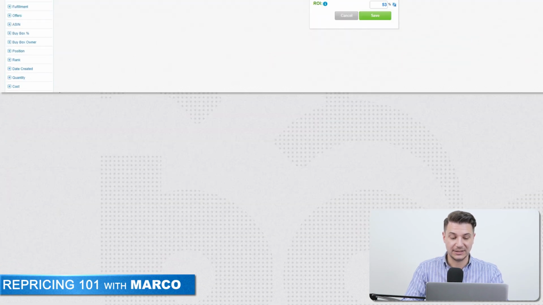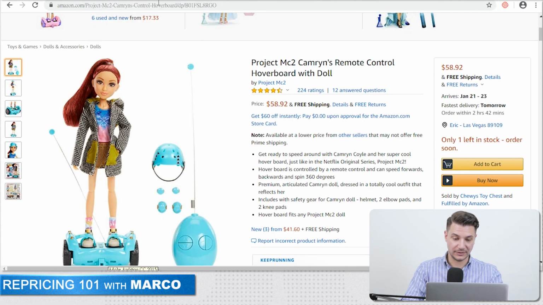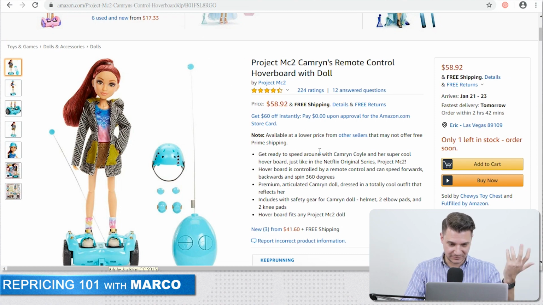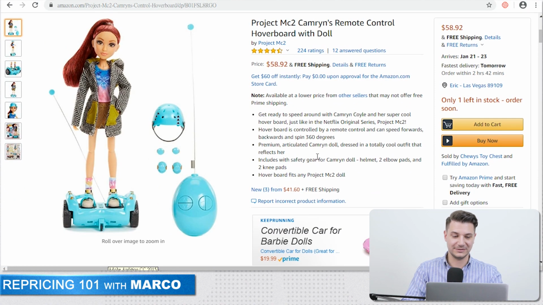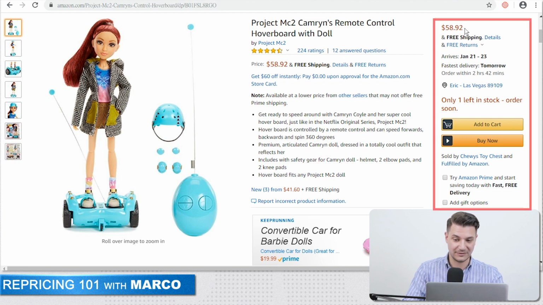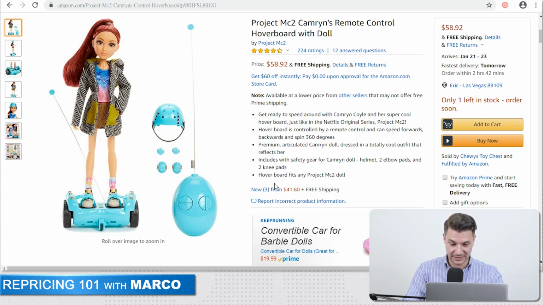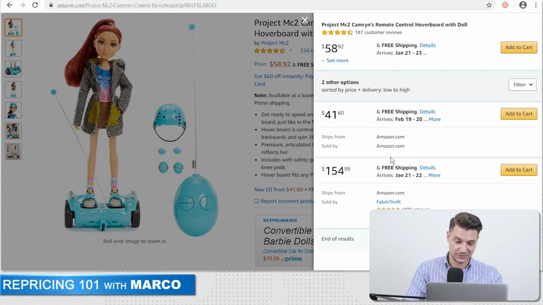If you want to check another product, this doll from Project MC2, it could be more one-off clearance or a very good offer that we found online. So maybe this could be just something that we want to sell as quick as possible to get as much profit as possible. If we check this page, we can see that right now the buy box is at $58, very high. The reason for this is that on this offer, there's only 3 other sellers.